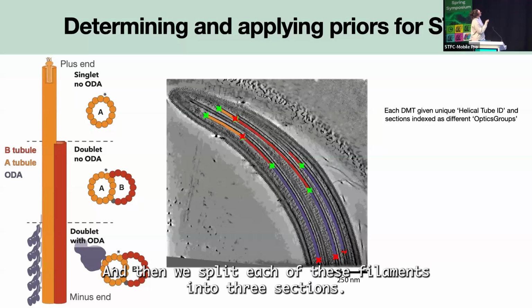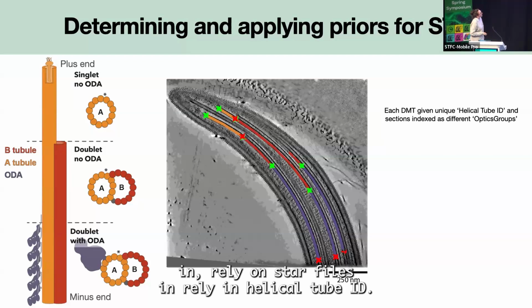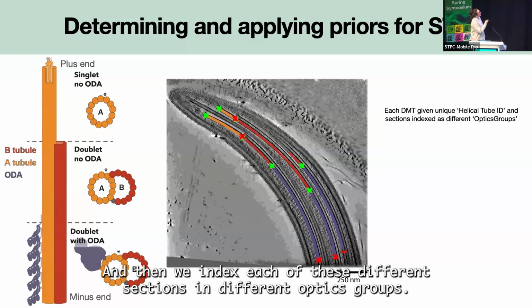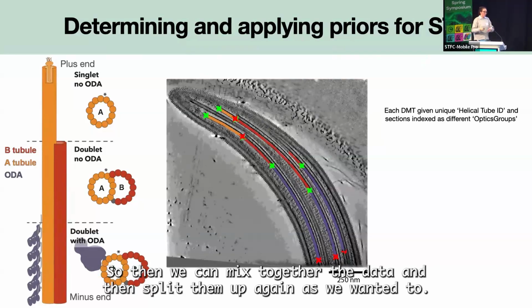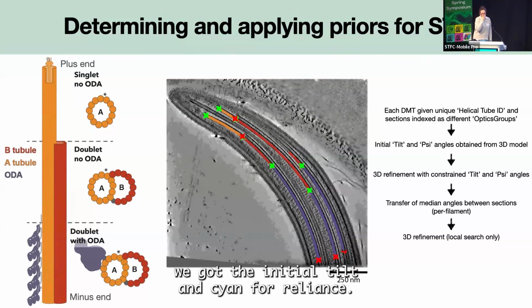And then we split each of these filaments into 3 sections. We gave each filament a unique ID that we stored in RELION star files, in the helical tube ID, and we indexed each of these different sections in different optics groups. So then we could mix together the data and split them up again as we wanted to. And from the initial 3D model, we got the initial tilt and psi angles for RELION.